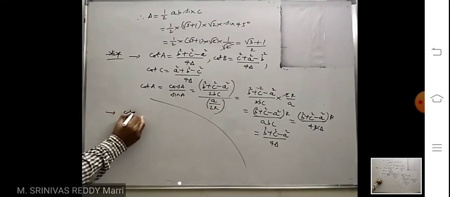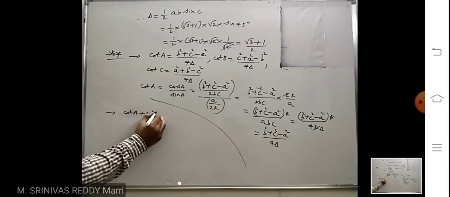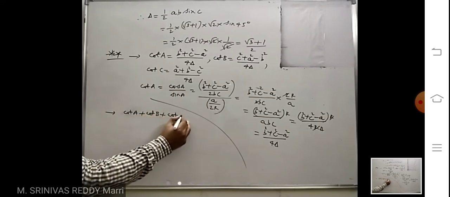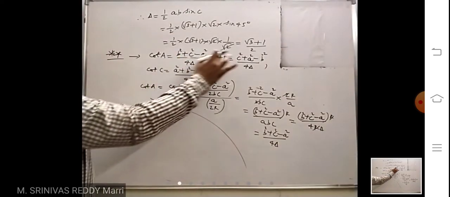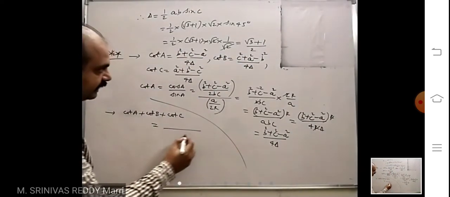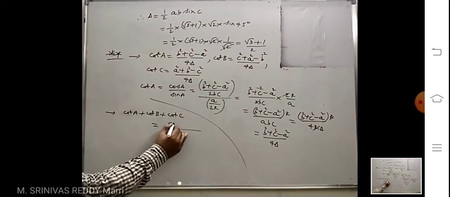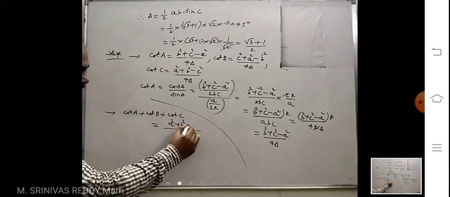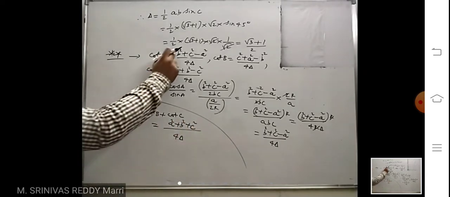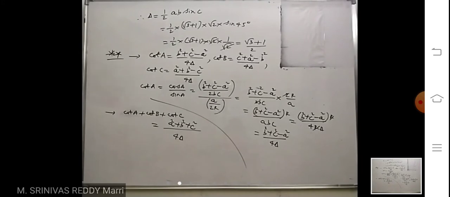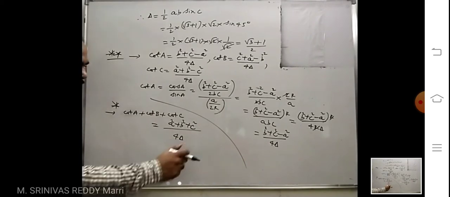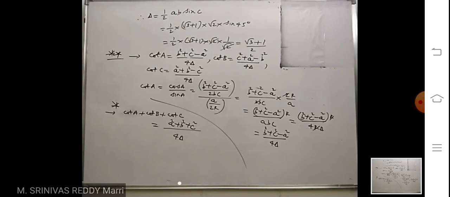Look at, I am giving cot A plus cot B plus cot C is nothing but add all these three. Then 4 delta you will get common. Above you will get A square plus B square plus C square. Whenever this expression you get, remember this formula: A square plus B square plus C square divided by 4 delta. That is the formula. Right? So these 4 formulas must be remembered.